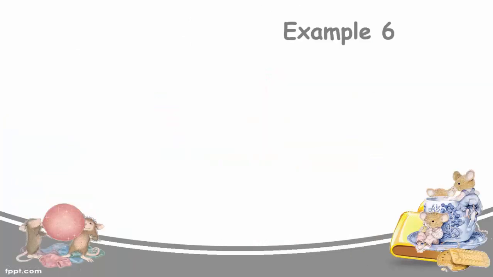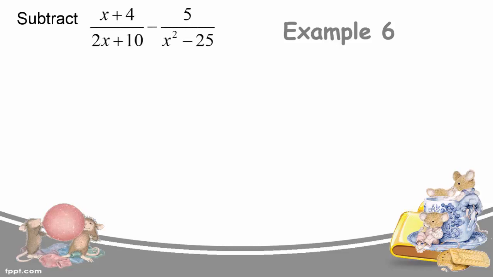In example 6, we're asked to subtract these two terms. So let us go over to the whiteboard and work this one out. Here in example 6, we have the problem: x plus 4 over 2x plus 10 minus 5 over x squared minus 25.